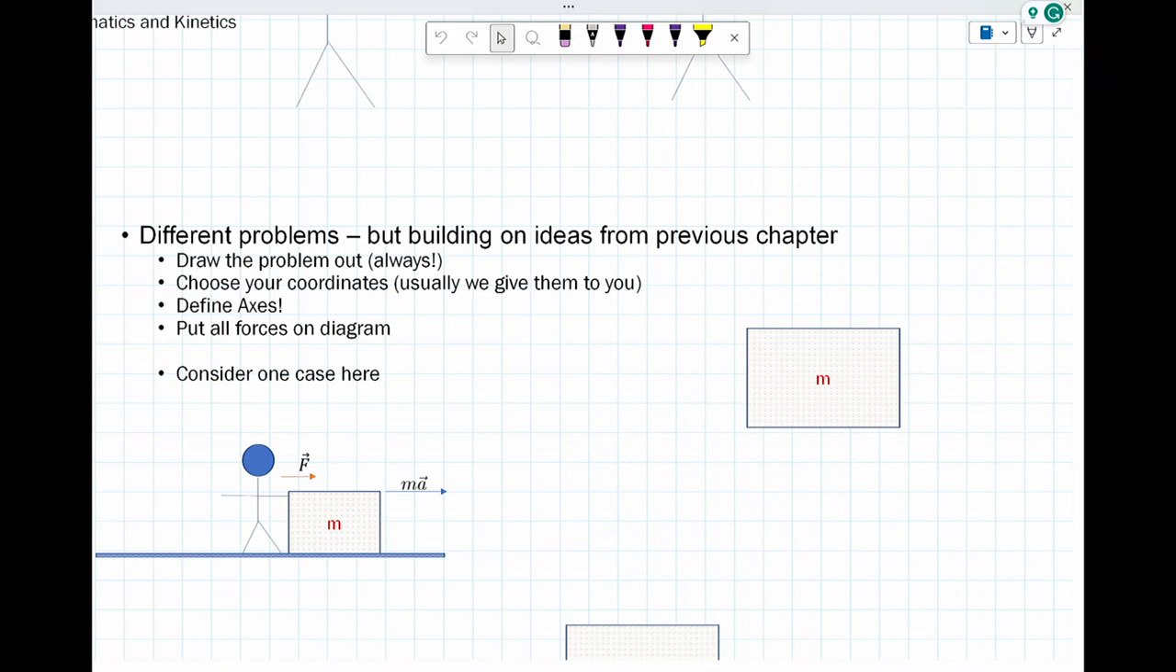This is not a course on memorization. This is a course on physics with a math bend. Choose your coordinates. We usually give them to you. So, again, common question, well, when do I choose r theta, nt, x, y? We will tell you usually. And if you look at old quizzes, you'll get examples of that. Define axes, put all the forces on the diagram, and let's consider one straightforward first case.